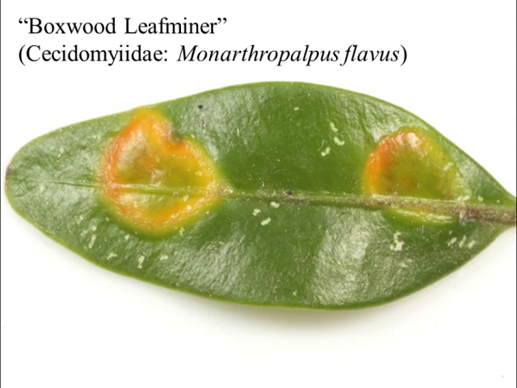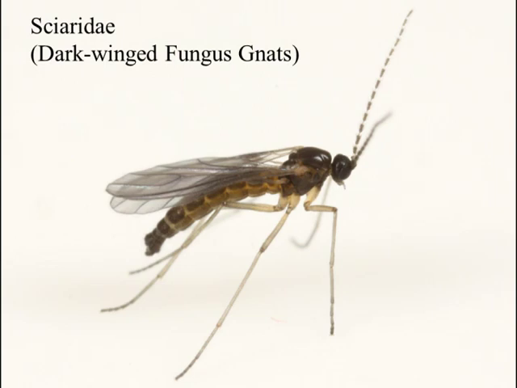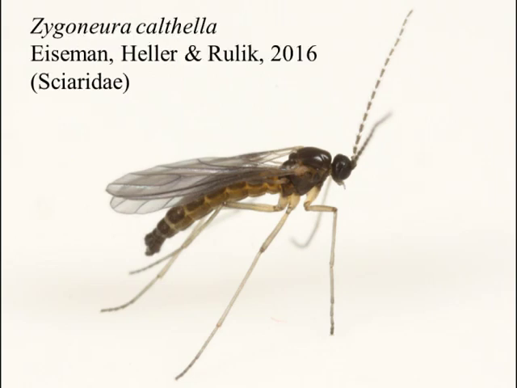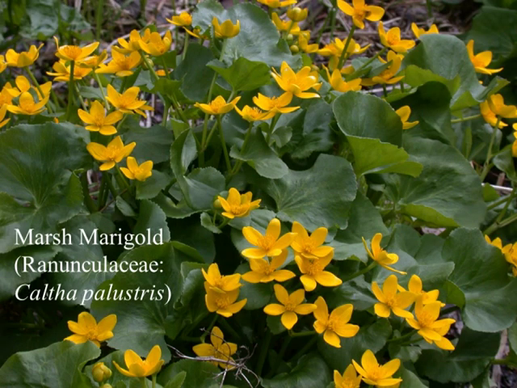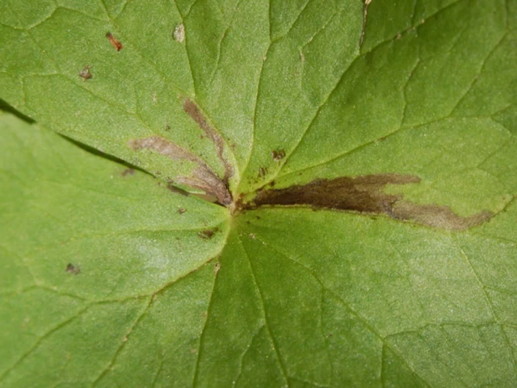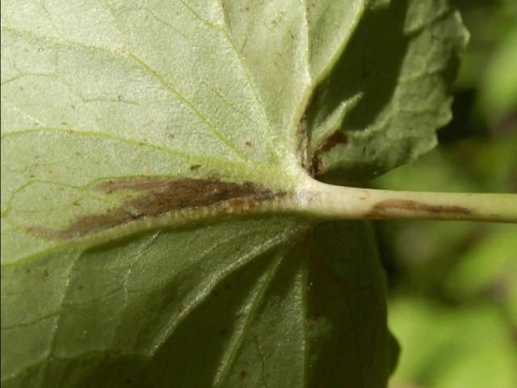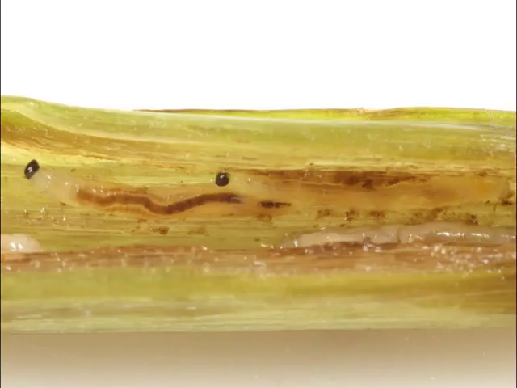There are, however, in the same superfamily, two known leaf mining Cyarids in North America, both of which were named in the past few years. This species, Zygonura calthella, is a specialist on marsh marigold, and the larvae form these brown trails that radiate into the leaf blade from the petiole. They also continue down the petiole, and if you split it open, you'll find multiple black-headed larvae feeding in the center.